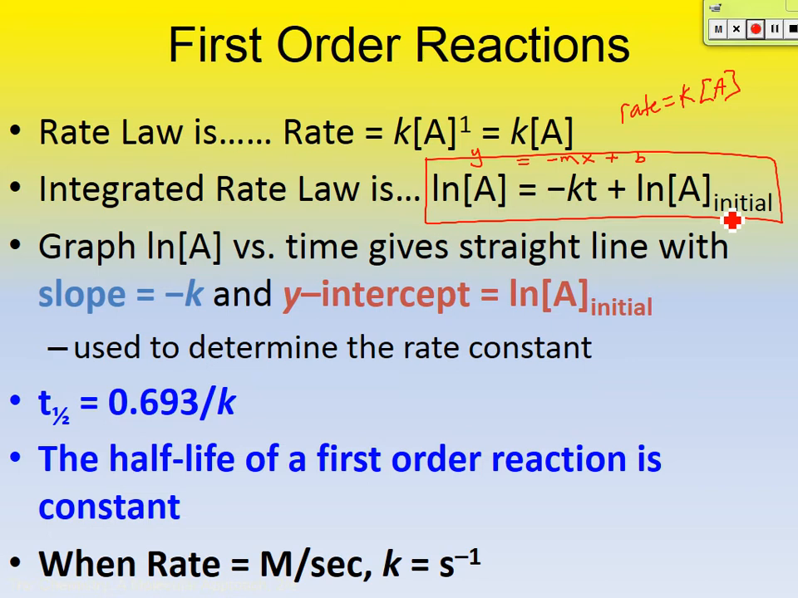The half-life of a first-order reaction. We're going to use this equation a lot in the coming days. Half-life of a first-order reaction is given by this equation, is equal to 0.693 divided by the rate constant. And the half-life for first-order reactions is constant.